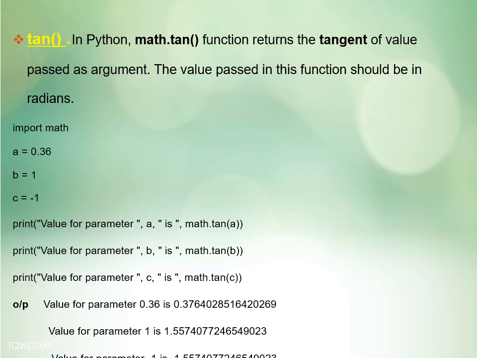Like math.tan(A), it will find the tangent value of A, meaning the tangent value of 0.36, and the result is 0.37. If I am writing math.tan(B) and the value of B is 1, the output will be 1.55. If I am finding math.tan(C), meaning minus 1, it will display the tangent value of minus 1 and it will be 1.55.